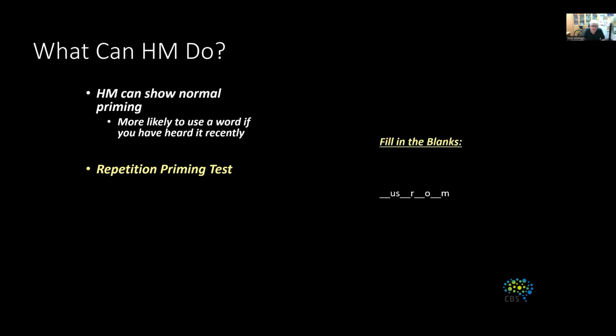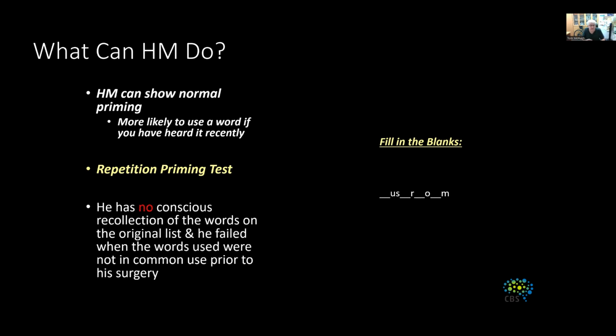And the screen shows something like this, and if you've seen mushroom recently, you'll very quickly say mushroom. So if you do this task with HM, what the scientists found was that even though he had no conscious recollection of the words, if you could ask him, did you see mushroom on the screen a few minutes ago? He wouldn't remember that, but he would still complete the word mushroom at the same performance rate as a control individual. So priming was there, but the conscious or episodic component of it was missing.